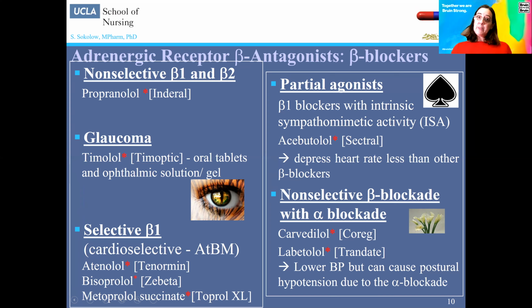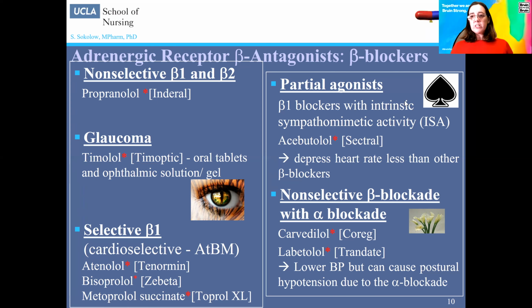Then you have the selective beta 1, which are newer. Here I put ATBM, so it's atenolol, bisoprolol, and metoprolol. That's how you can remember the beta 1 blockers: ATBM, atenolol, bisoprolol, metoprolol.